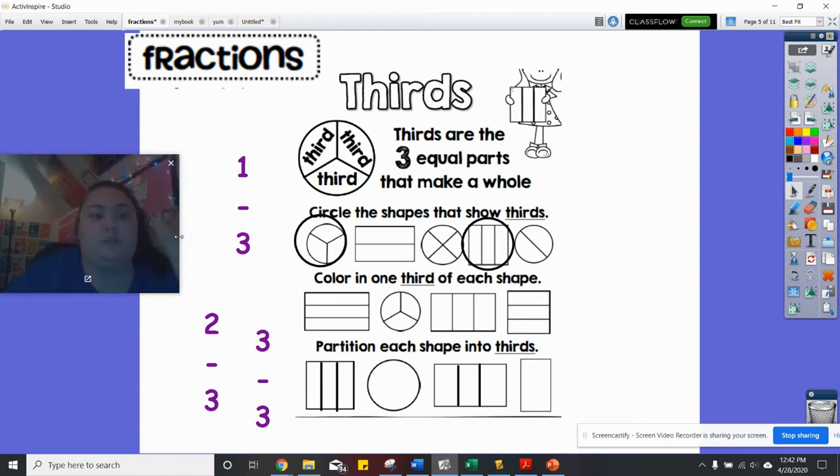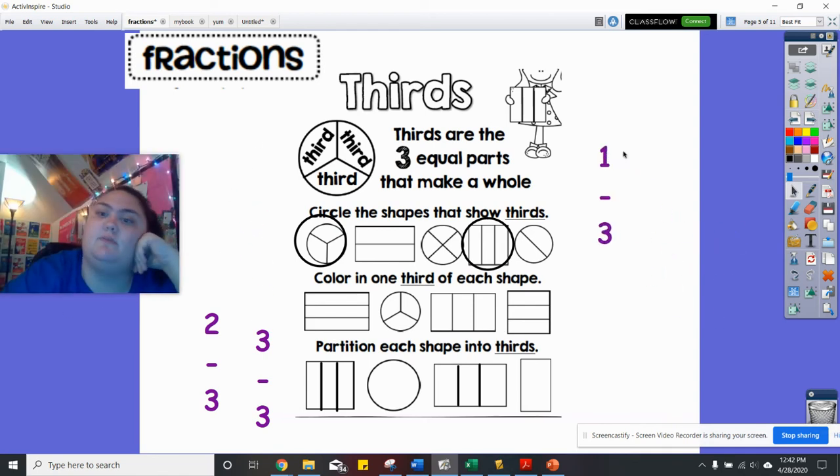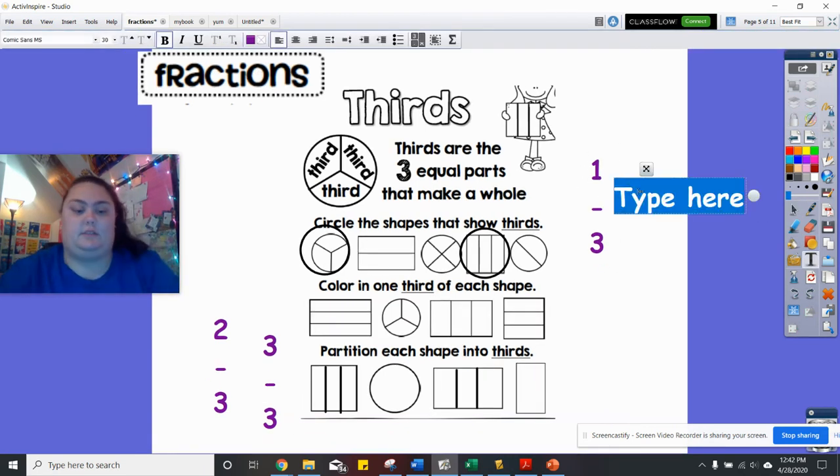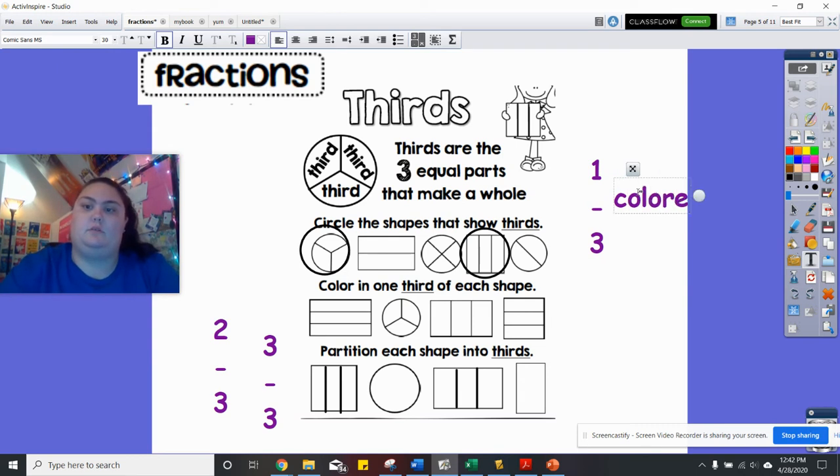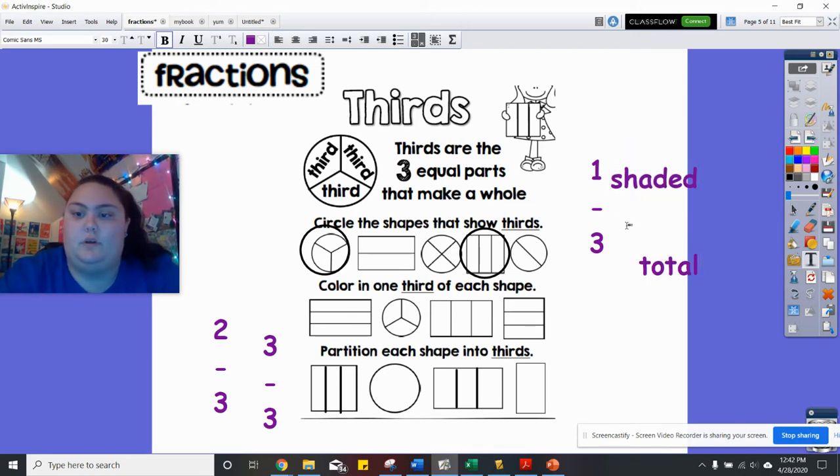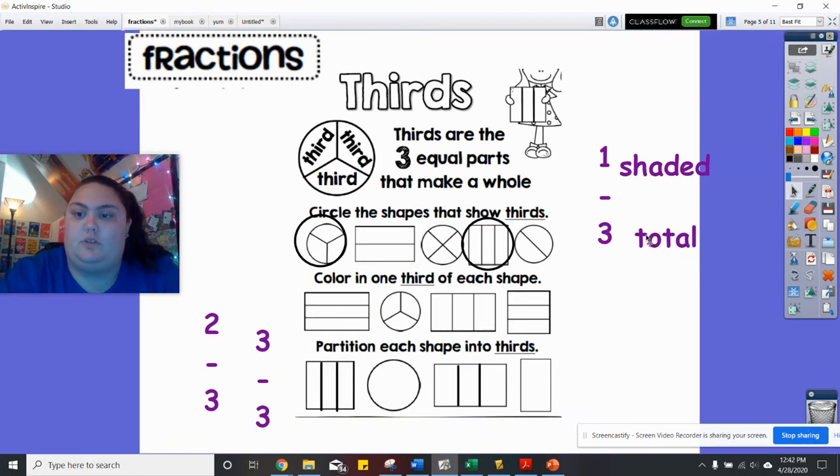Last time we talked about halves, so now we're going to talk about thirds. We have 1 out of the 3. So this is the amount that's colored, shaded. Say shaded. And then this is the total. So you have what's shaded and what's total.